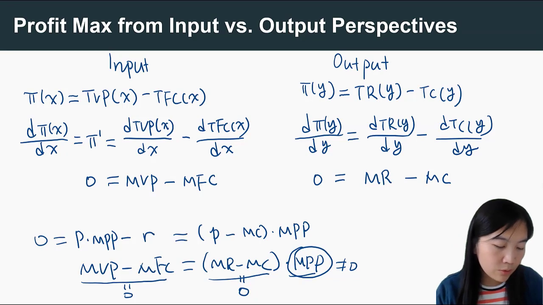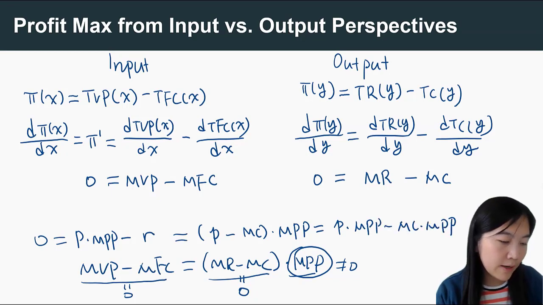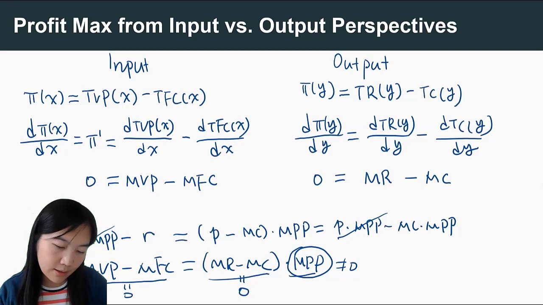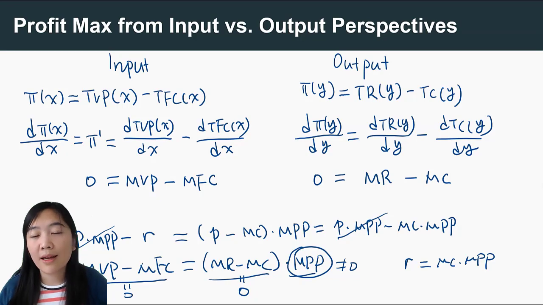And if you expand this term and write it this way, you will find out that the P times MPP can be canceled, and you get this condition of R equals MC times MPP. So again, that is because of the chain rule. However, I do hope that you realize here that the two perspectives are the same. If you solve it from the two perspectives, the maximum profit in number, for example how many dollars, will be exactly the same.